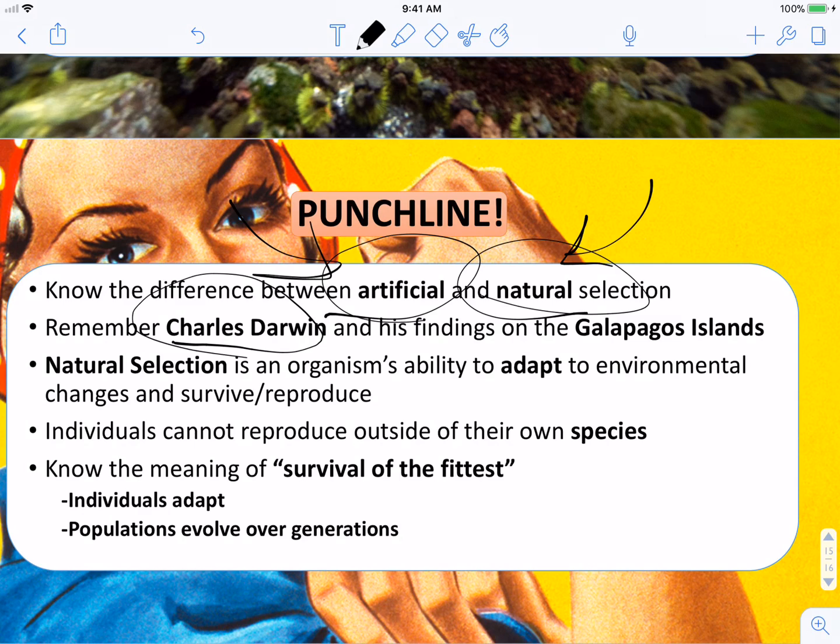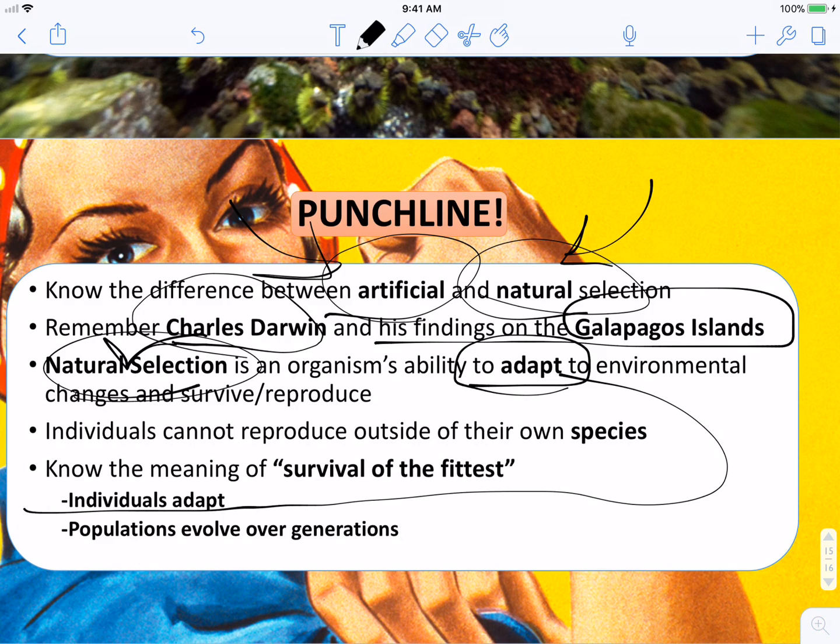Charles Darwin is responsible for the theory of natural selection because of his findings on the Galapagos Islands with the turtles and the birds, or the finches. And natural selection is our ability to adapt to environmental changes and survive and reproduce. Remember that individuals can adapt, so you guys can adapt, but you cannot evolve. Only as a group of people can you evolve over multiple generations.